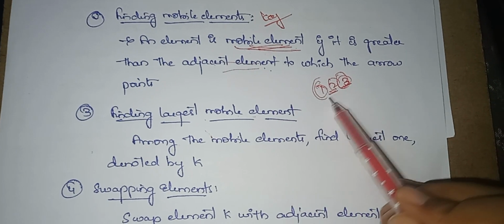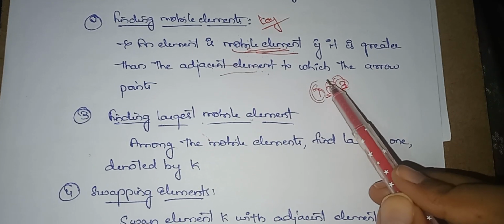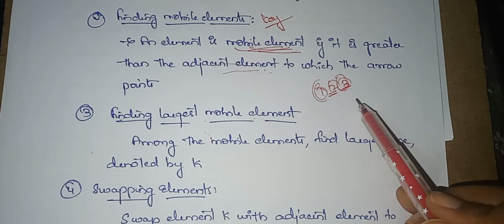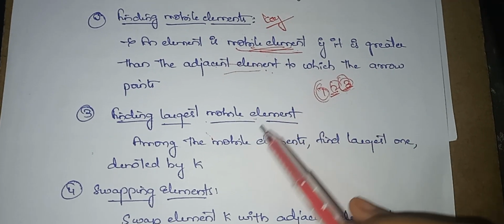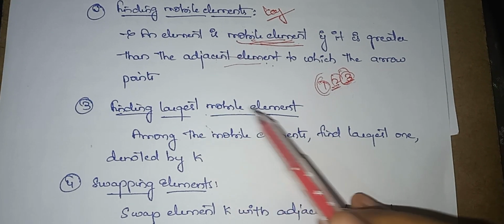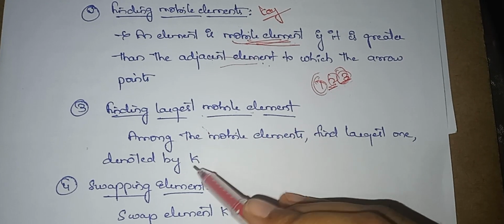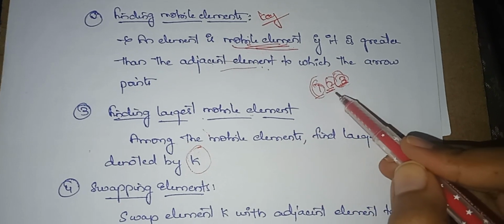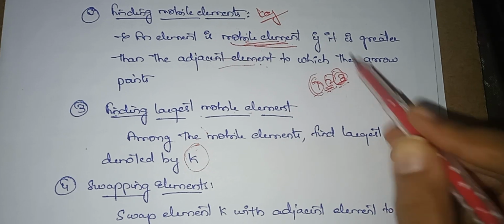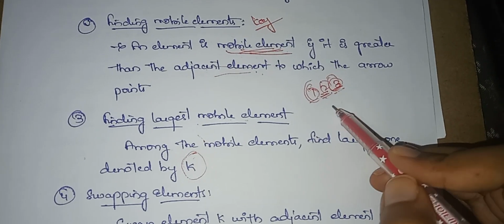So for a given set of input, you have to first generate how many mobile elements are there. Once the mobile elements are generated, you have to identify the largest mobile element in that, which is denoted by k. So the first part is you have to identify what the adjacent greater elements are, which are nothing but mobile elements. How many of them are generated?